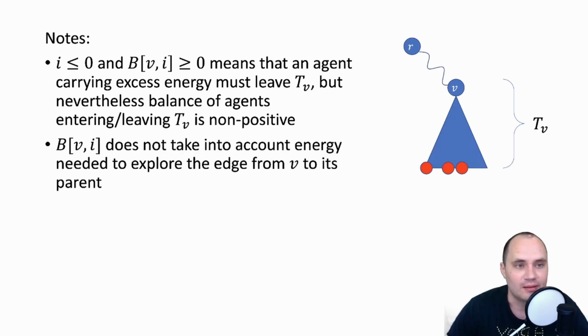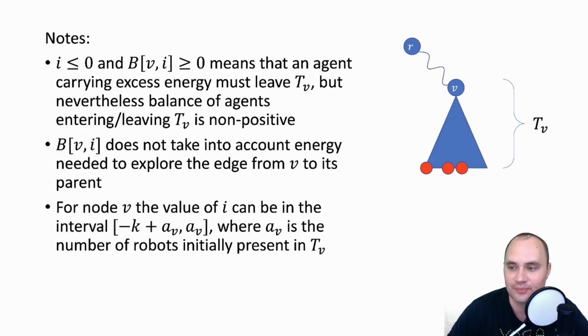The second point, which is important and leads to the next dynamic programming table, is that this B(V, i) entry doesn't incorporate the energy needed to explore the edge between V and its parent. The energy needed to explore these edges is actually important if you try to compute these B(V, i) entries dynamically. And lastly, we know that for a node V, the balance of agents that we need to consider, the indices i, go from minus k plus A_V to A_V, where A_V is the number of robots initially present in T_V.